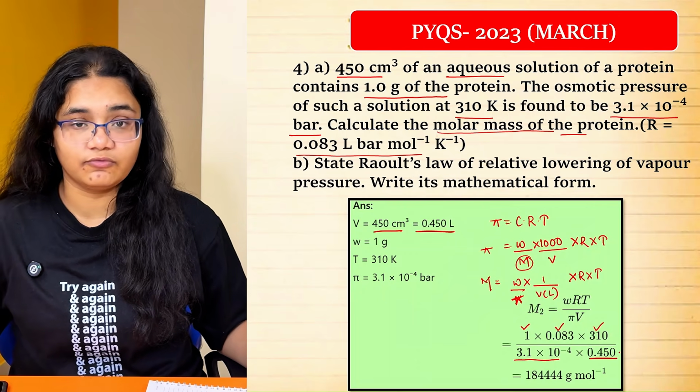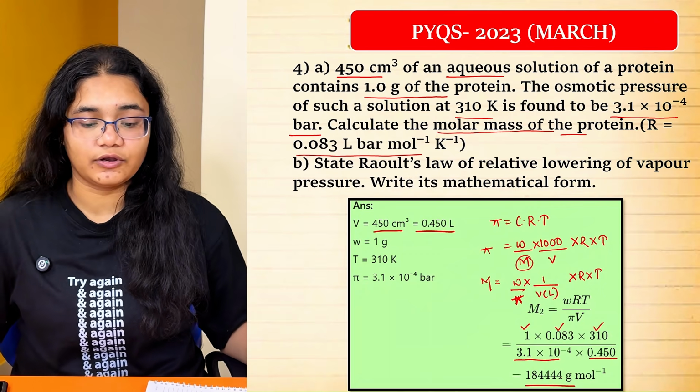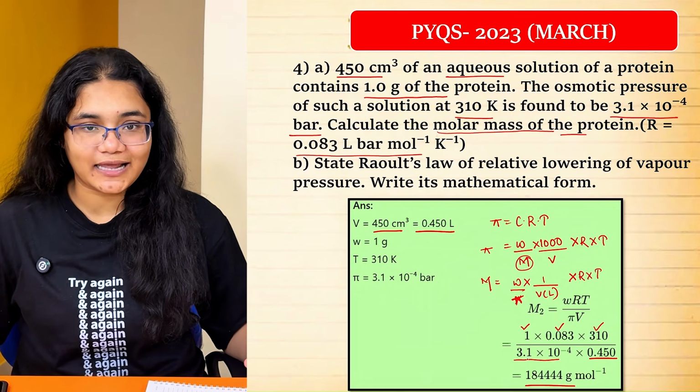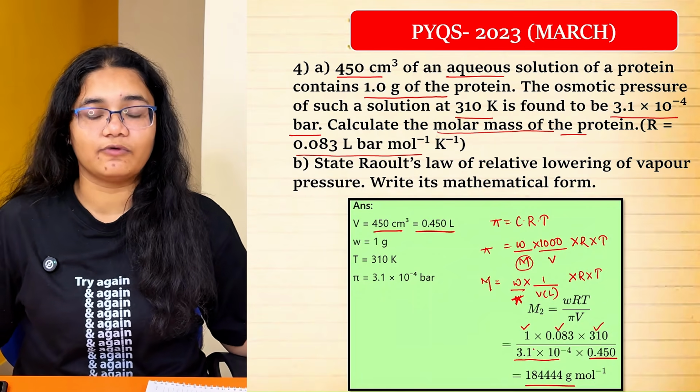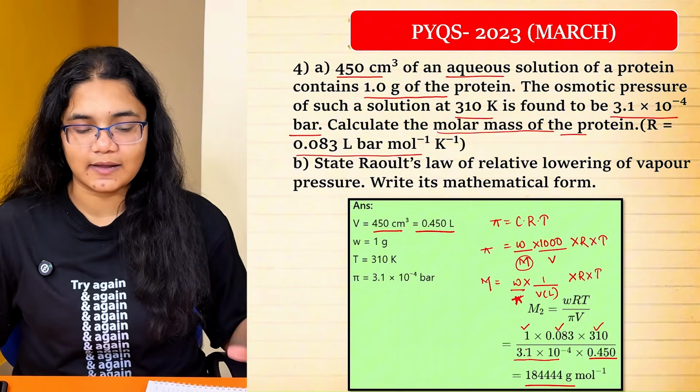So we have 0.45 liter. Now if you solve this, you will get 18444 gram per mole. Now you don't have to worry about calculation at all. You just need to know the correct formula. Then you can easily calculate, because calculator is allowed for your exams.